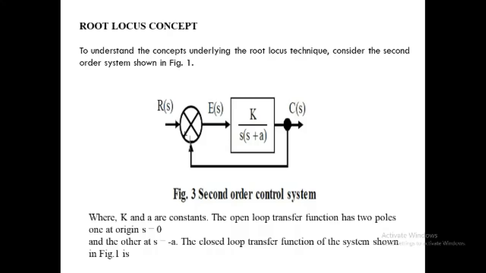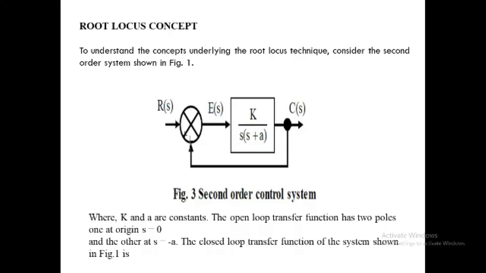The open loop transfer function has two poles, one at the origin, S equals 0, and the other at S equals minus A. The closed loop transfer function of the system is shown in the figure. As per the definition of transfer function, C(S) upon R(S) equals G(S) upon 1 plus G(S) into H(S), and here we can write K upon S square plus AS plus K.